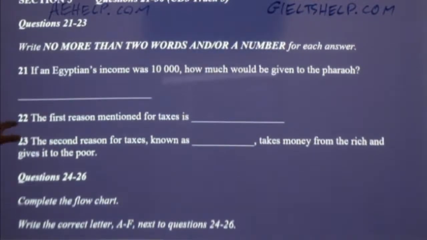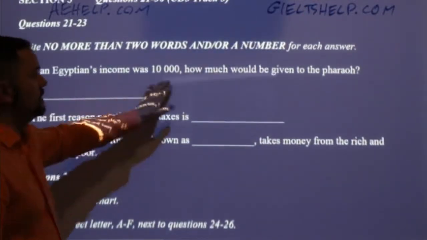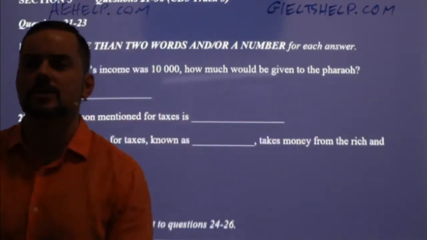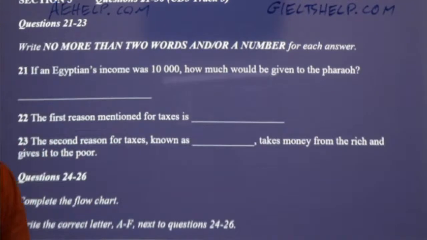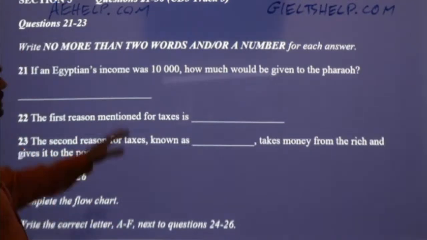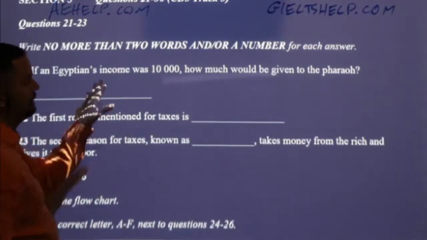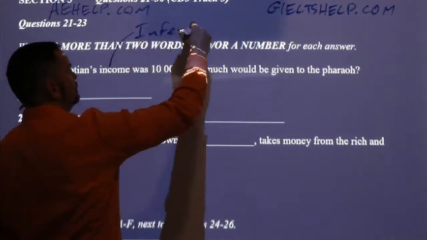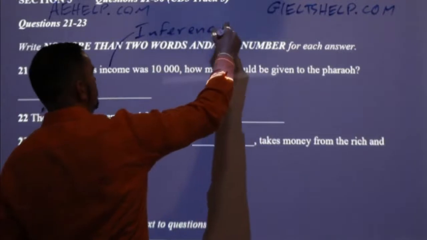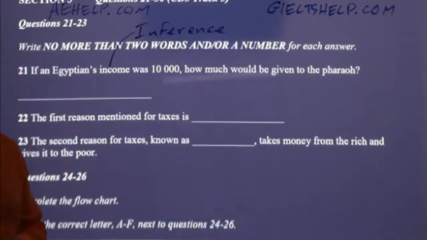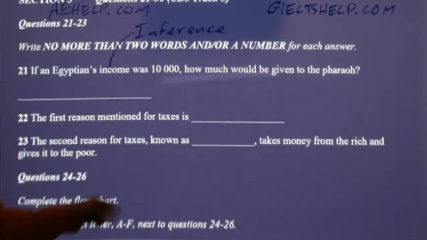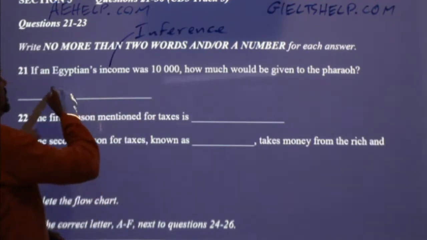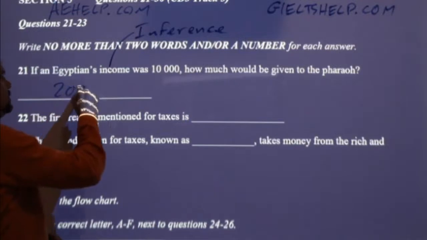Number 21, if an Egyptian's income was 10,000, how much would be given to the pharaoh? What's the correct answer for 21? Okay, this is called an inference type question, so you have to do a little bit of math. An inference type question means that it's 20% of 10,000. So the correct answer here is 2,000.